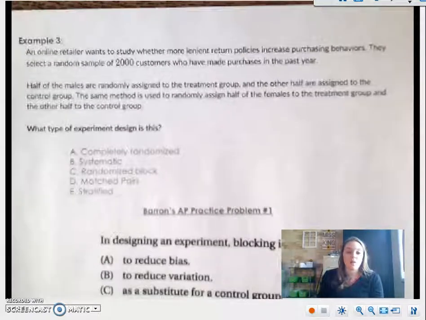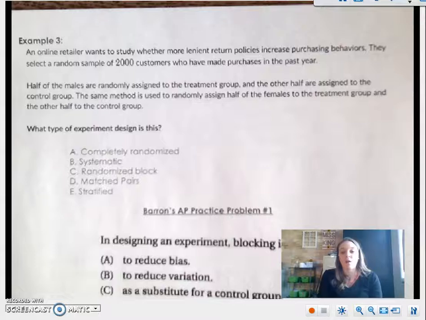Half of the males are randomly assigned to the treatment group, and the other half are assigned to the control group. The same method is used to randomly assign half of the females to the treatment group and half of the other to the control group.